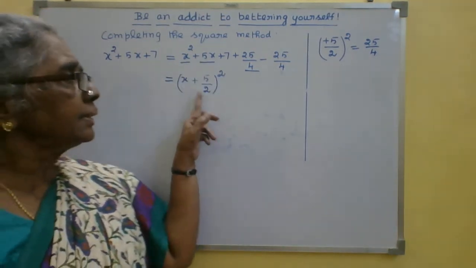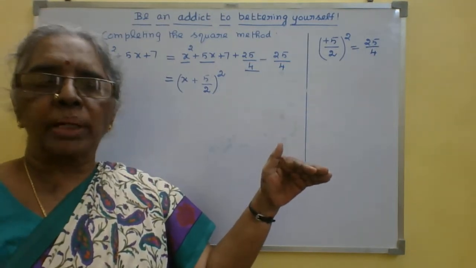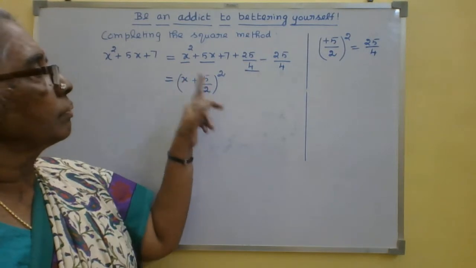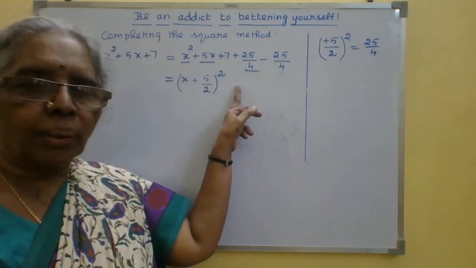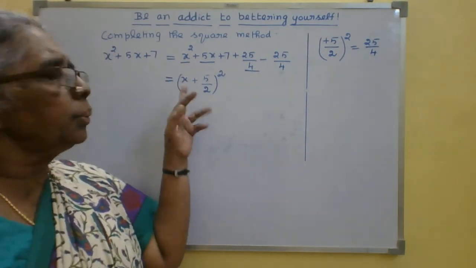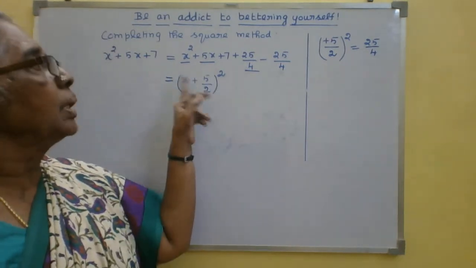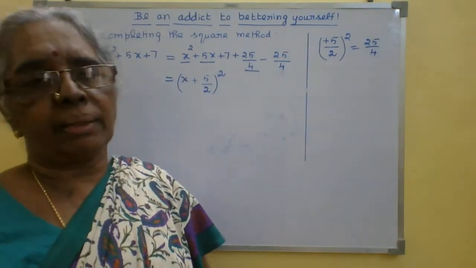Now this is like a plus b the whole square. You expand it, what will you get? Let us see. You will get x squared. You will get 25 by 4. The 2ab term will be 2 into x into 5 by 2. So you will be getting 5x. Only for that we have adopted that method there, right?